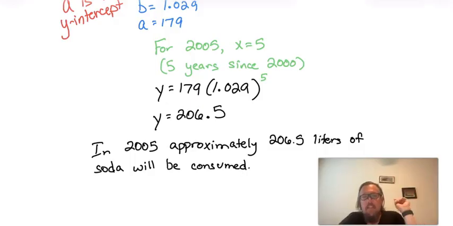And if this is talking about an individual person, it looks like their rate of soda consumption is steadily increasing every year. They had 179 liters in 2000, and they went up by, it looks like, 27.5 liters in the next 5 years. So their soda consumption's increasing not by a ton, but by a little bit every single year for those next 5 years because this is an exponential growth equation, which means it's going up little by little every single year.